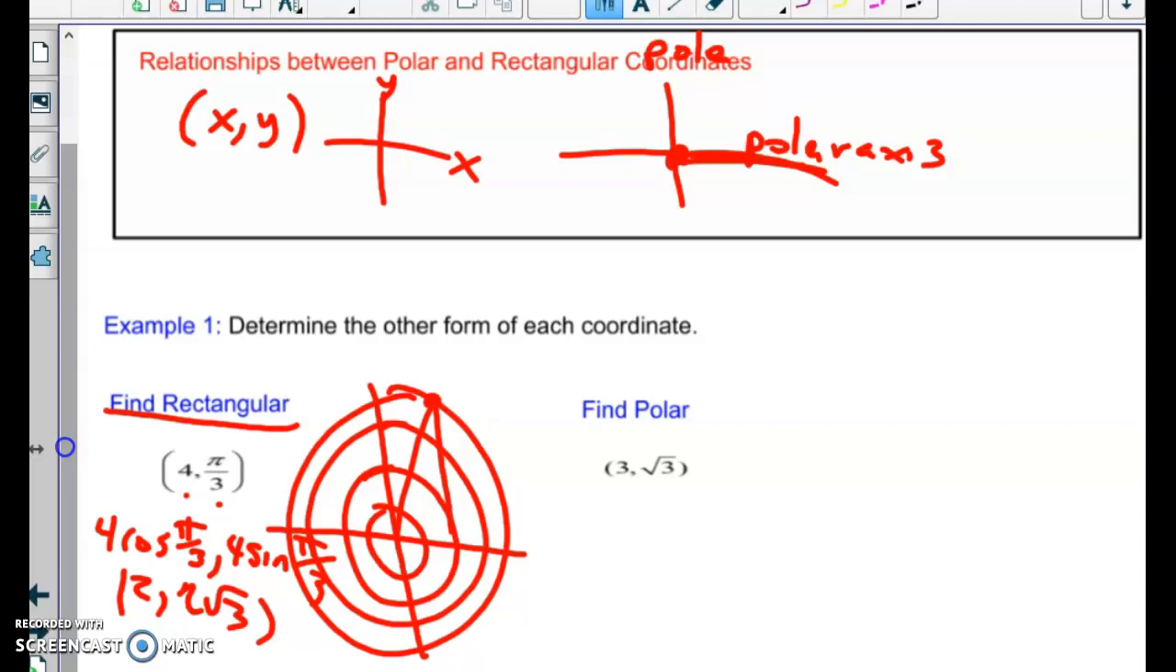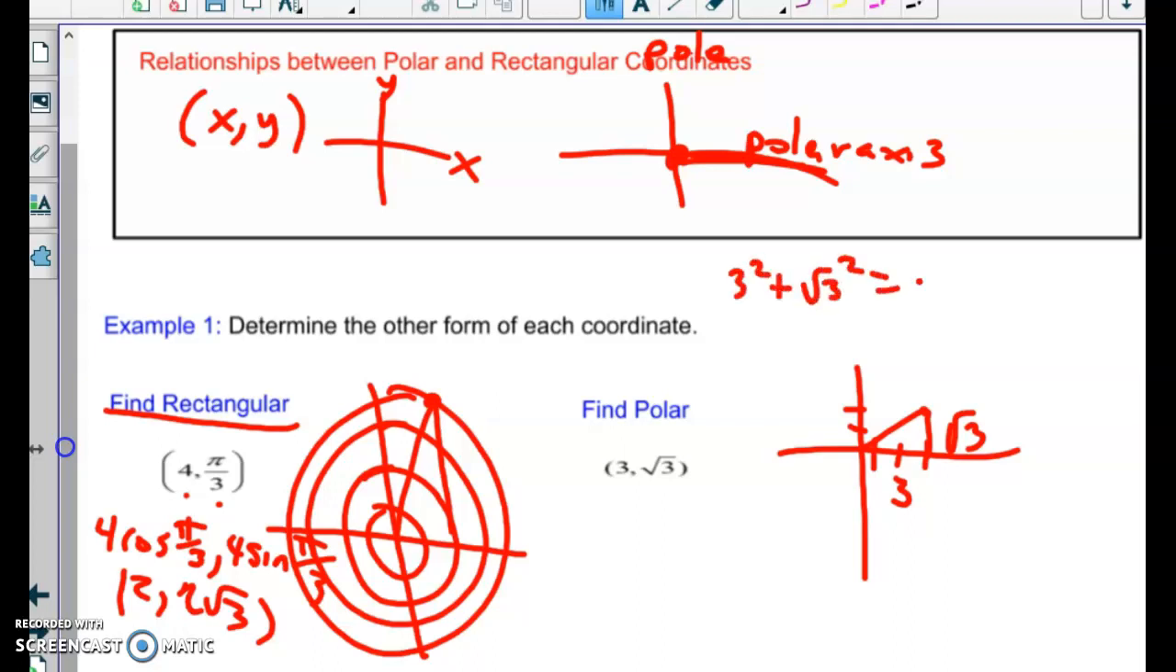And if we do the same thing, go in the other direction, 1, 2, 3, and somewhere in there is that point right there, square root of 3. We know this value is square root of 3. We know this is 3. And if I want to find the distance, we use our friend Pythagorean theorem. So I'm going to say 3 squared plus square root of 3 squared equals c squared. 9 plus 3 equals c squared. Square root of 12 is 2 root 3. So the hypotenuse is 2 root 3. So we know the distance.